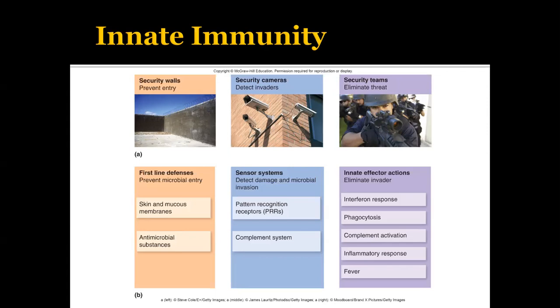We have something called the complement system, which we'll talk about a little bit later, that is great at removing pathogens, specifically bacterial pathogens. And then once we have identified and we want to destroy, we have something called an interferon response, which hopefully you remember from the quiz, and phagocytosis.